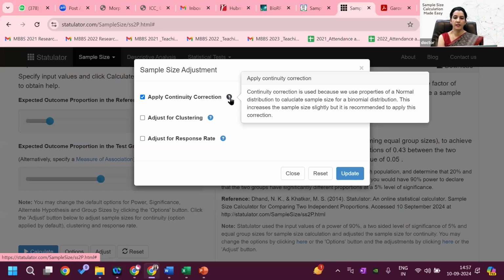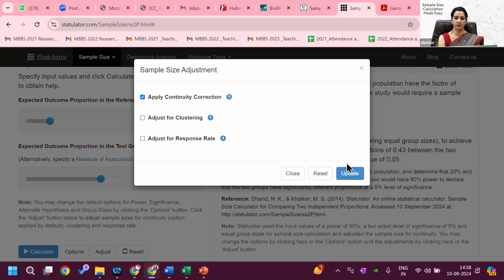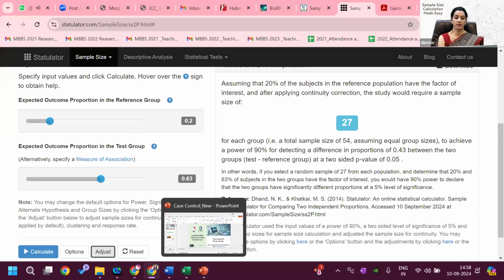It says that continuity correction is used because we use the property of a normal distribution to calculate sample size for a binomial distribution. Remember, we have categorized this as present and absent, so this is for a binomial. That's why you apply a continuity correction. And then clustering we have discussed, and then response rate. If you want to have 75% and so on, you can update it. But since I'm not checking anything in this, I've just changed the power and made it 27. So this is how you can go with the sample size calculation.